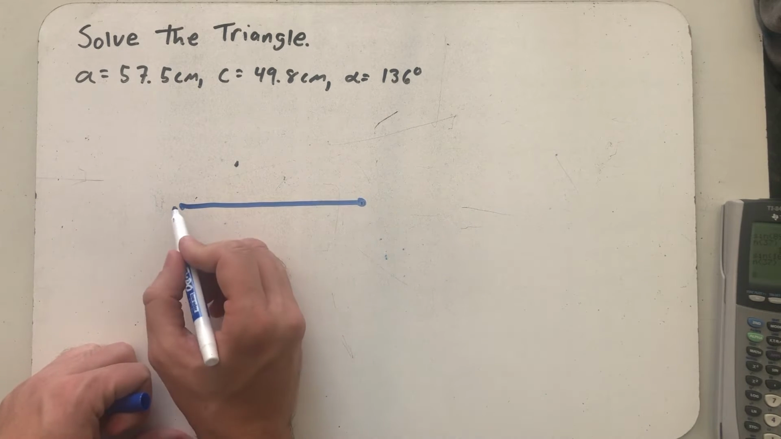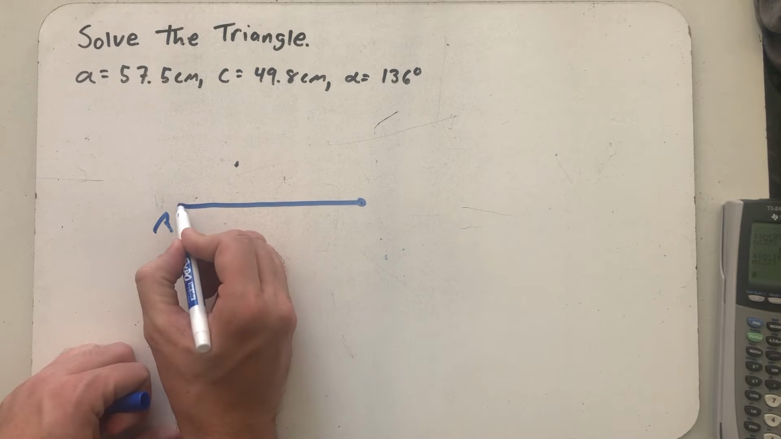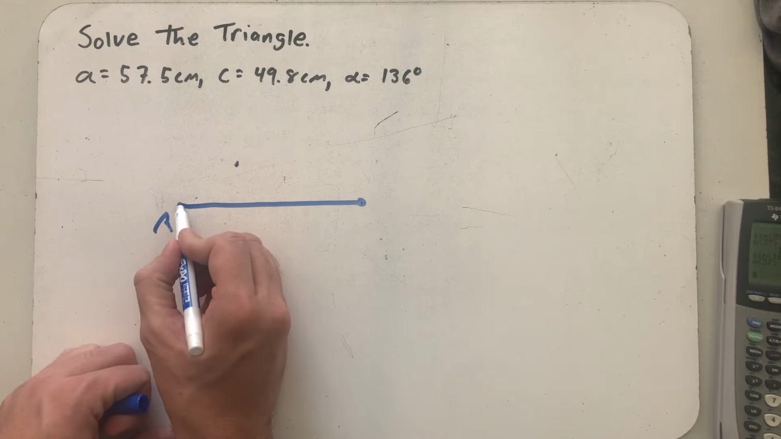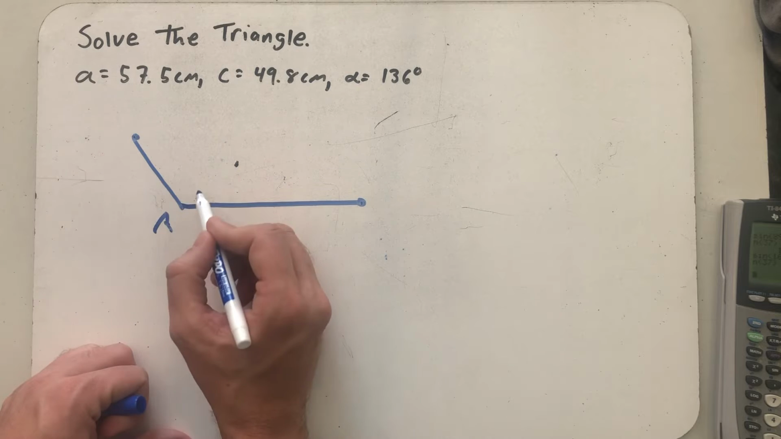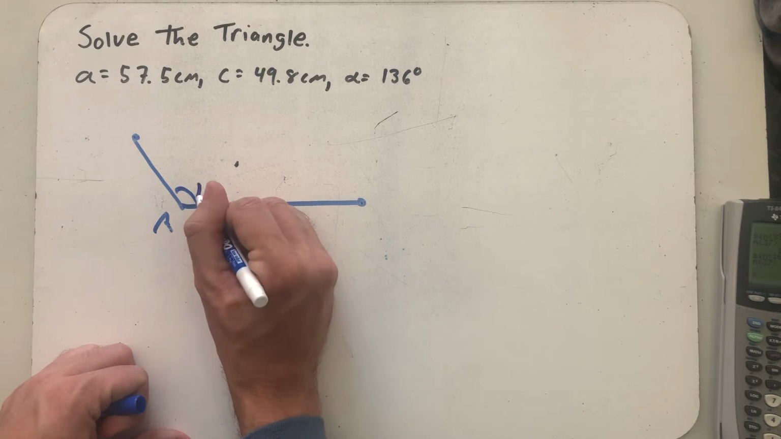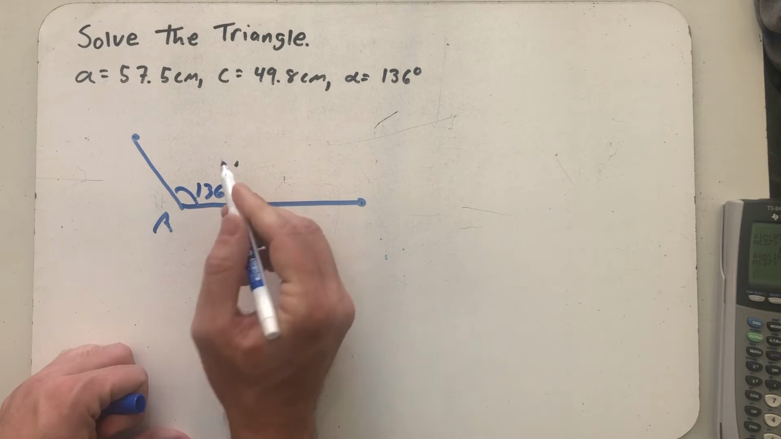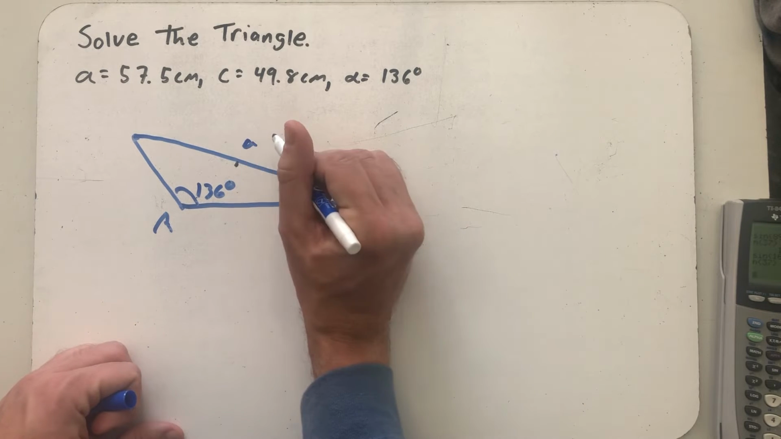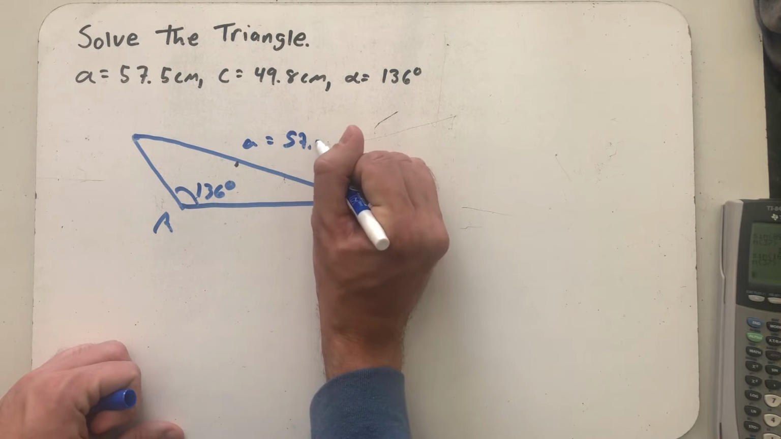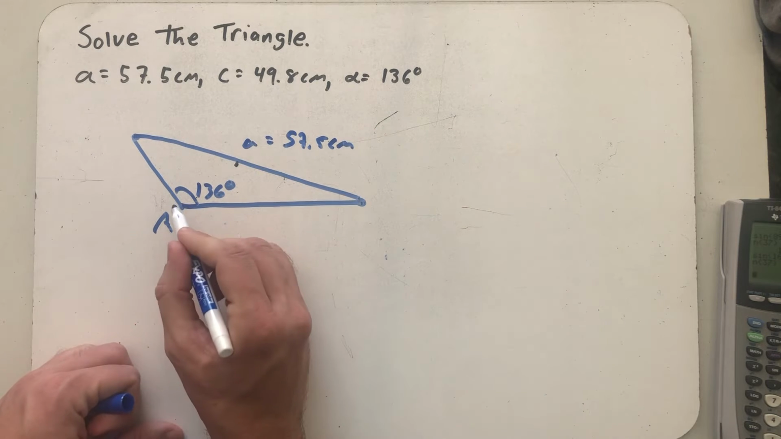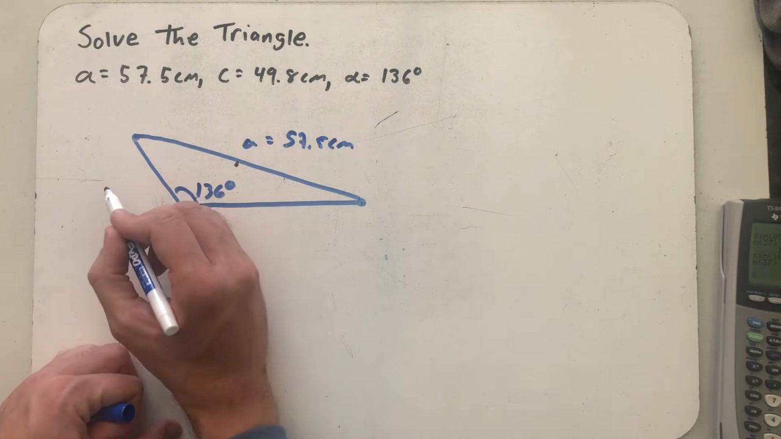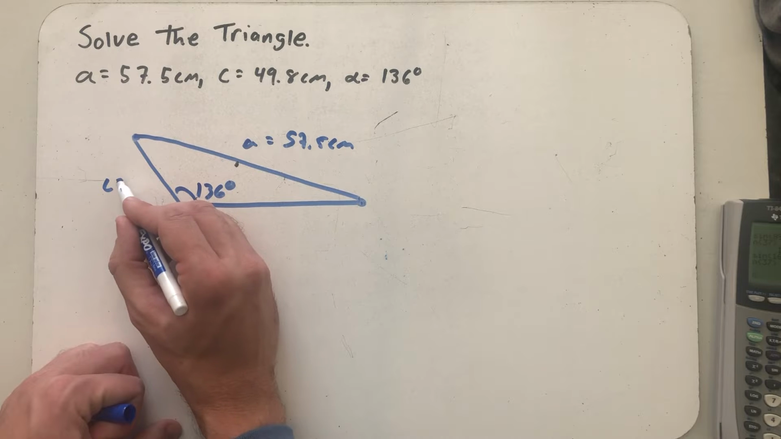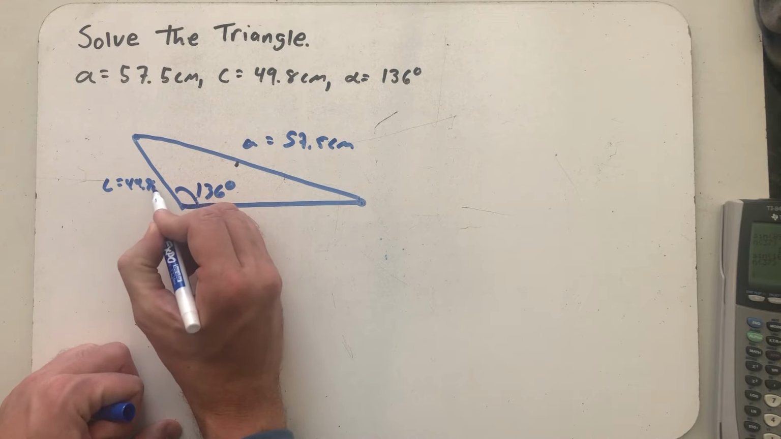So I'm going to start by drawing the angle here. I always do that with side-side angle. So that's angle alpha, 136 degrees. Side A would have to be across from that. And I always imagine that I've drawn the other side. So I drew this side, so that C is equal to 49.8 centimeters.